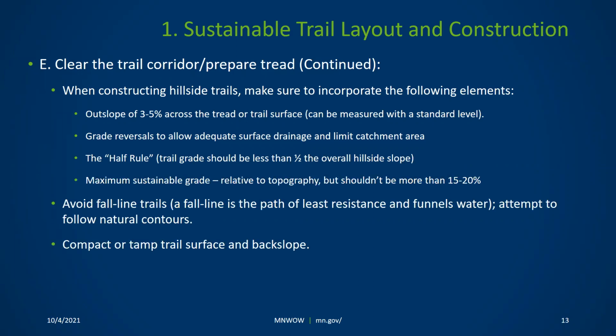And then maximum sustainable grade relative to topography. Generally, we shoot for a maximum sustainable grade at 15 to 20%. These are little short shots, not overall. Again, we want to shoot for that 10% overall treadway slope, and then with that outslope of 3 to 5%. Outslope means you're just dumping water off the side at that 3 to 5%.